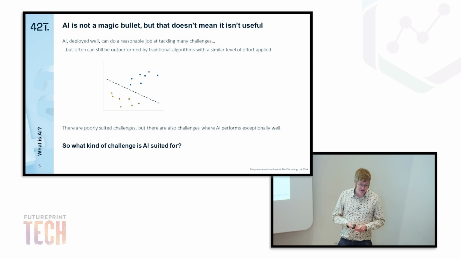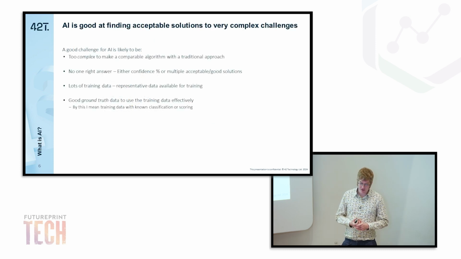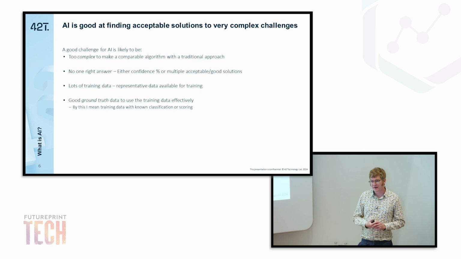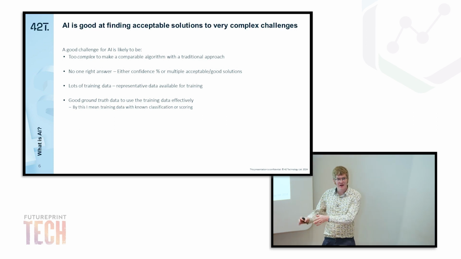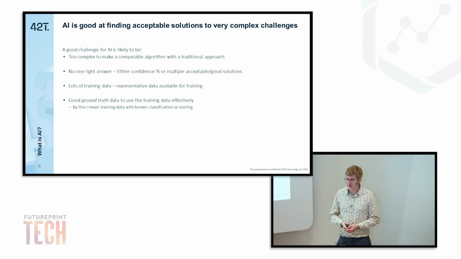So what kind of challenge is AI suited for? A good challenge for AI is likely to be too complex to make comparable algorithms with a traditional approach. And that can either be complexity from a number of different parameters that are coming in and adding complexity, or it can just be unanticipated changes, so you're trying to account for things you haven't yet seen. No one right answer. So generally, if it's something where you can come up with a confidence of it's most likely this, or this is a good approach, not necessarily the best, but it's a pretty good approach. That's where AI really shines.